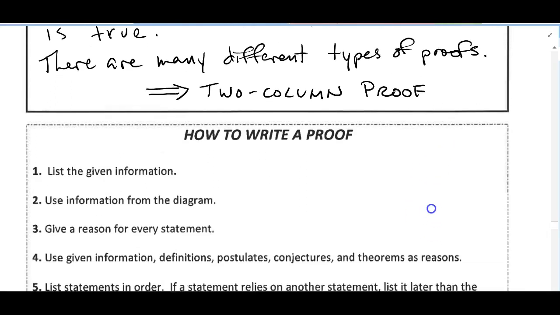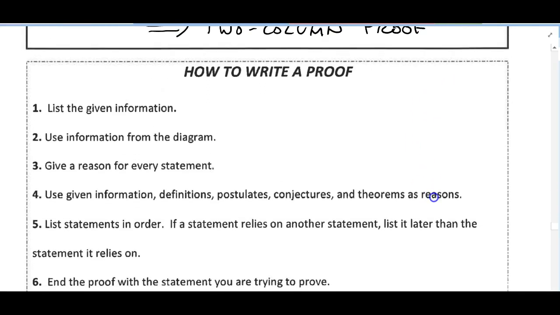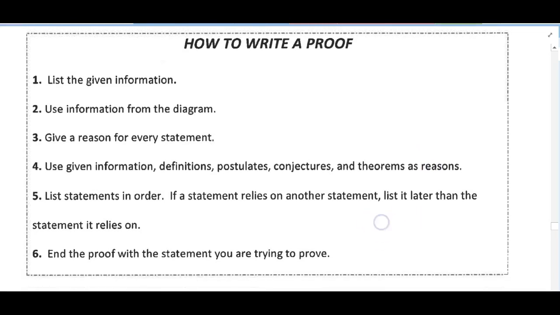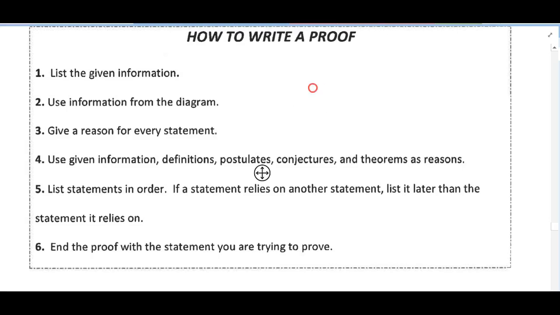All right, so here are some general rules for writing a proof. And I would recommend that you refer back to these as you're learning how to do proofs. Once you get the hang of them, they won't be too bad and you won't have to refer back to this as much. But these are the basic steps for our proof. The first thing that we're going to do is we're going to list information that's given to you in the problem. And we'll go through all these steps as we go through some examples.